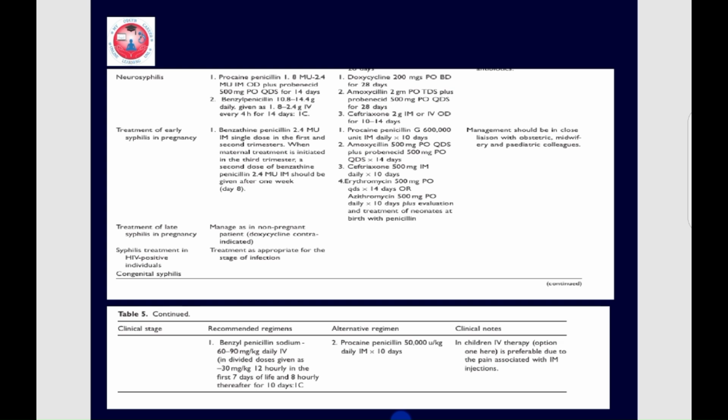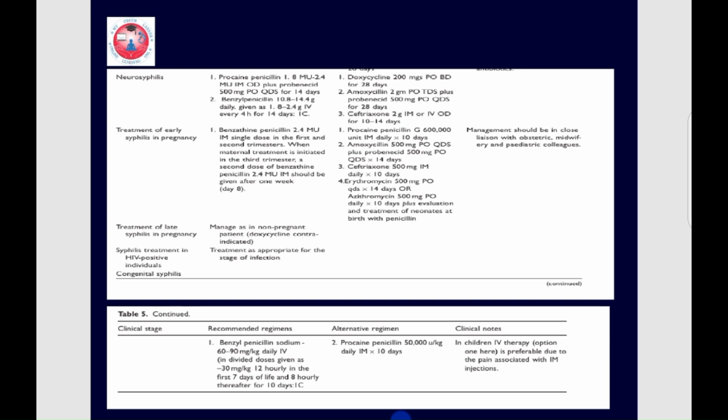So how is it given? 30 milligram per kg 12 hourly in the first 7 days of life, and then it is given 8 hourly for 10 days. So benzyl penicillin is the drug of choice for congenital syphilis.